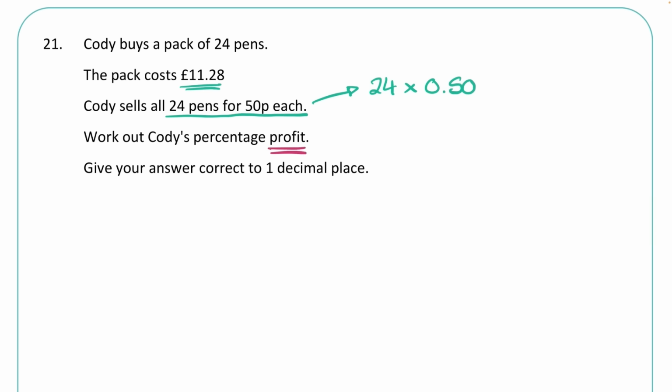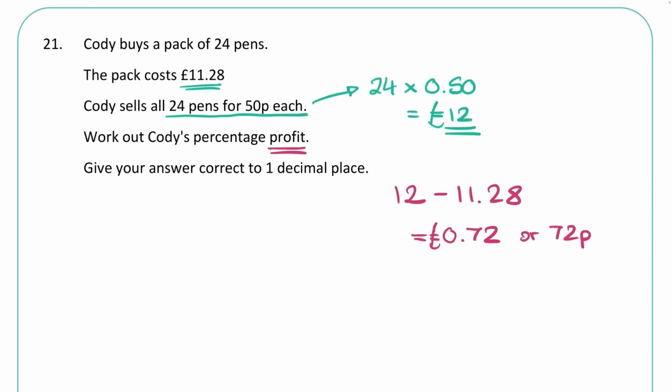I'm just going to type in 24 times 0.5, which gives us a nice amount that comes out as £12. So he sold them all for £12. He paid £11.28. So to work out his profit, we'll take the £12 he sold them for, subtract the £11.28 that he paid for them, and just do that on the calculator, and that comes out as 0.72, which again is in pounds, or you could write that as 72 pence. So that's the profit that he made in pounds or pence.